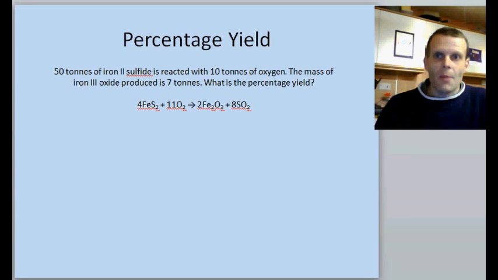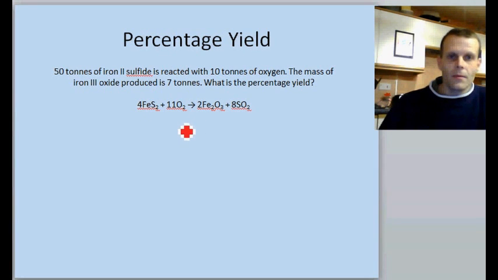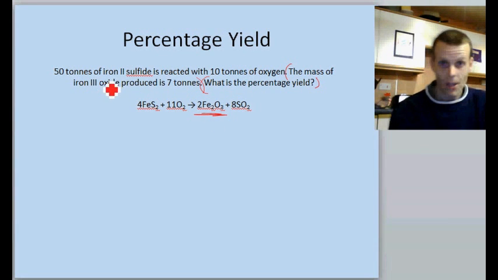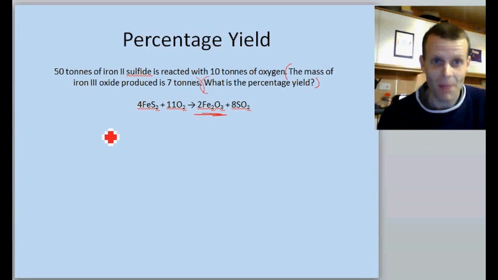Right, this slide introduces the idea of percentage yield. We'll ignore this bit to begin with, and indeed that bit, and we'll just treat it like we did a question or two ago. We'll try and work out how much iron oxide we should be getting based on these amounts. Now it says they're in tons, pretend it says grams.